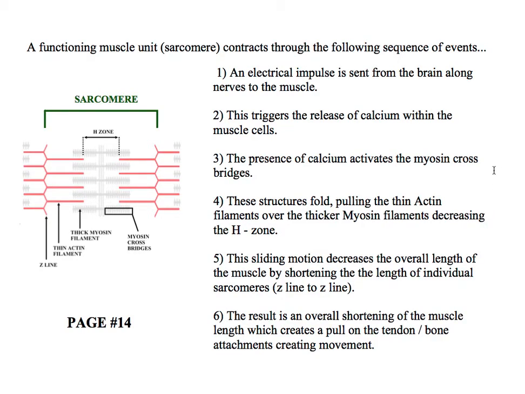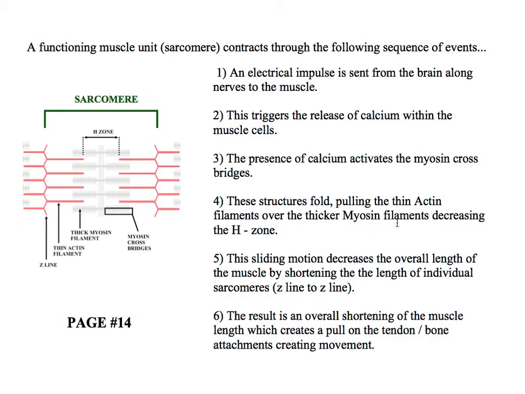So, step by step, how does that actually happen? Well, again, the functioning muscle unit is the sarcomere, and it contracts through the following sequence of events. Number one, an electrical impulse is sent from the brain along the nerves to the muscle tissue. This electrical impulse triggers the release of calcium within the muscle cells. And it's this calcium that triggers the whole system. So the presence of calcium activates the myosin cross bridges to fold. And when these structures fold, they pull on the thin actin filaments.